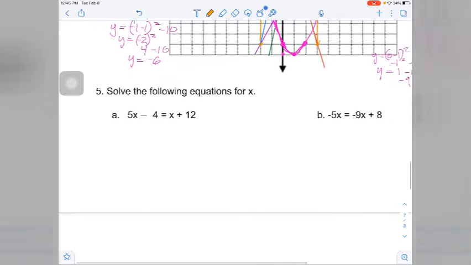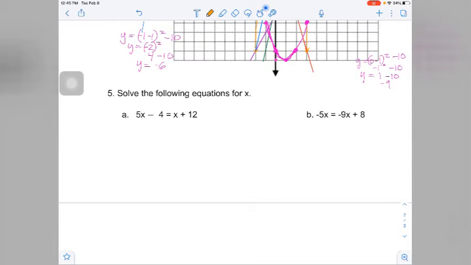Okay, last videos. So for part 5 of Quiz B, we're just solving equations, just like we've been doing all year. It's just a little refresher for this. And so we have 5x minus 4 equals x plus 12. I have to remember that I need to get all the x's on one side, all of the ones on the other, and then I need to get x by itself.